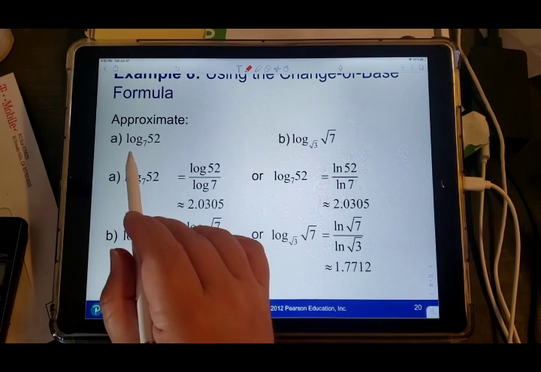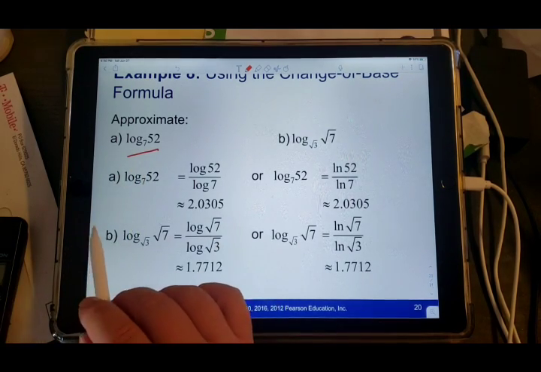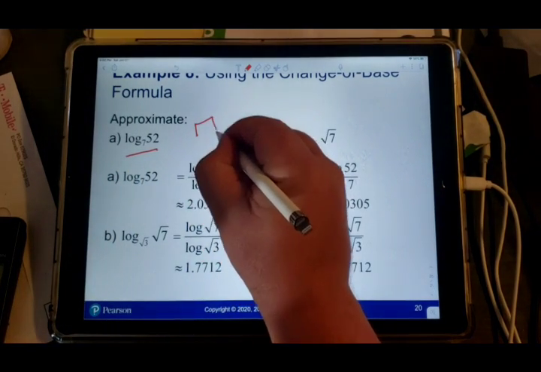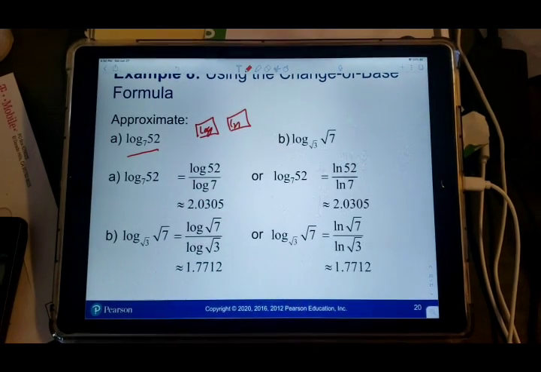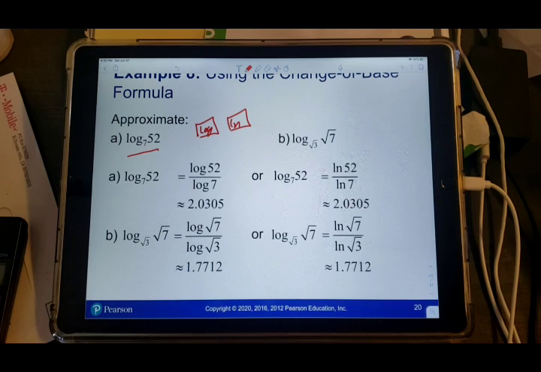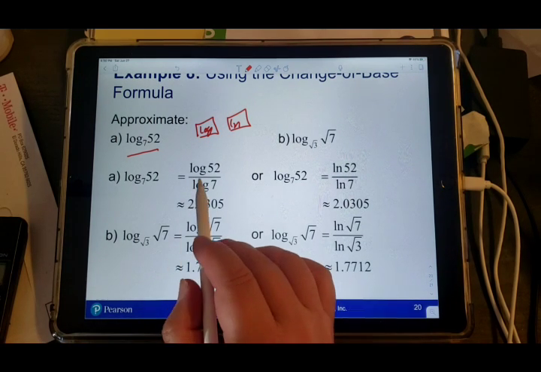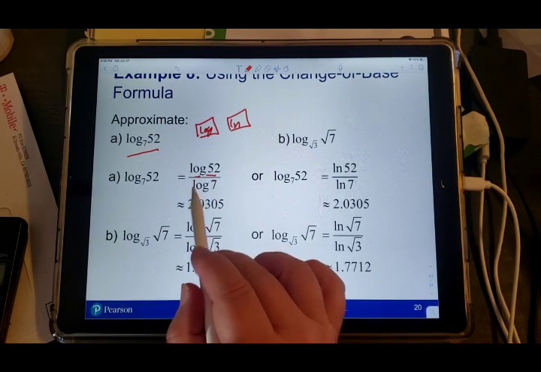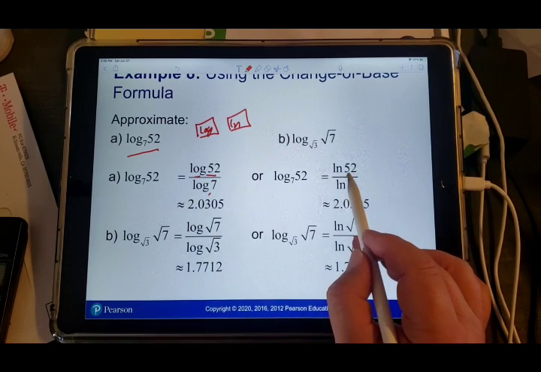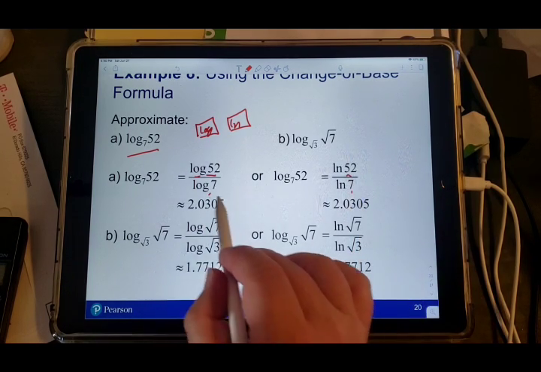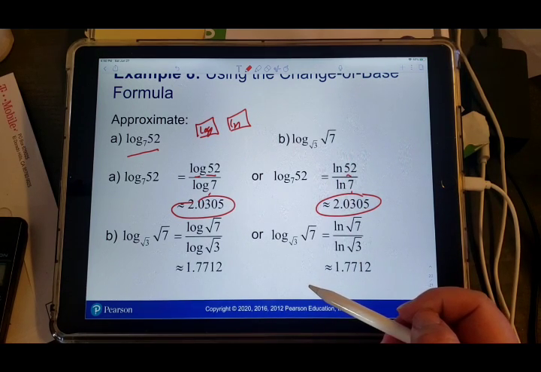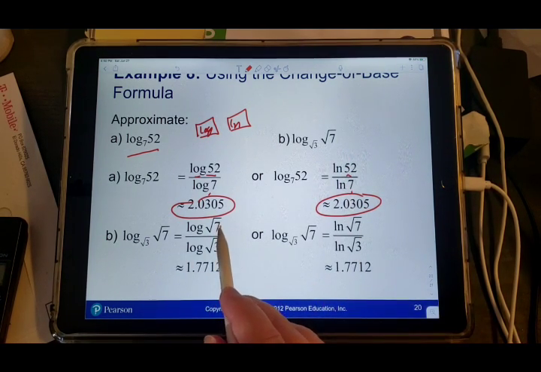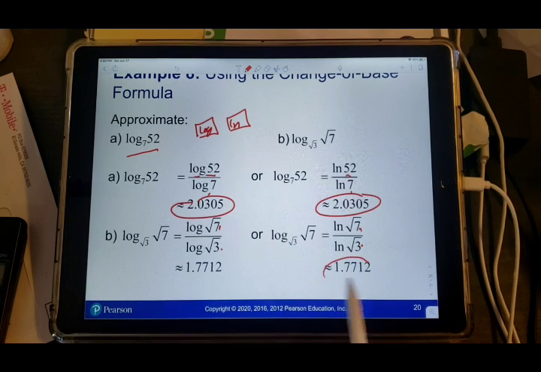All right, so how do you do this on a calculator if your calculator only has log and ln? Well, you change it to one of those. So that's what they did. Log of the argument divided by log of the base. Doesn't matter which one you choose as long as you use that consistently. Same thing, log of the argument divided by log of the base, and that gives you the logarithm.